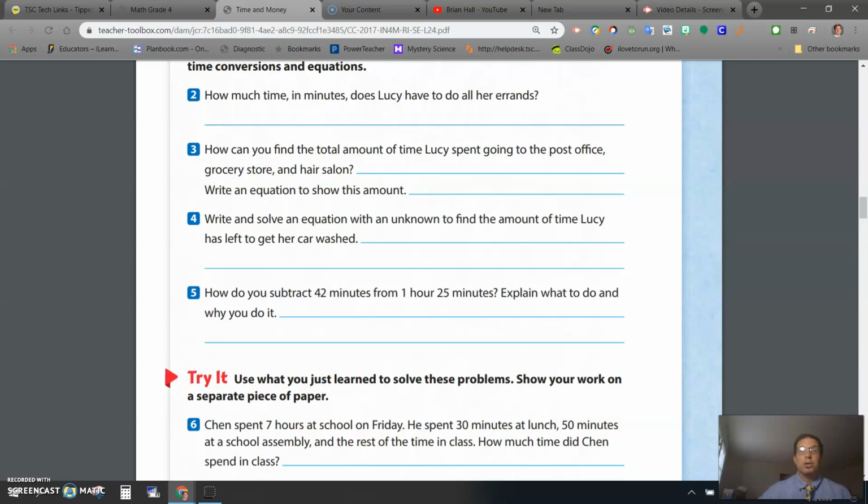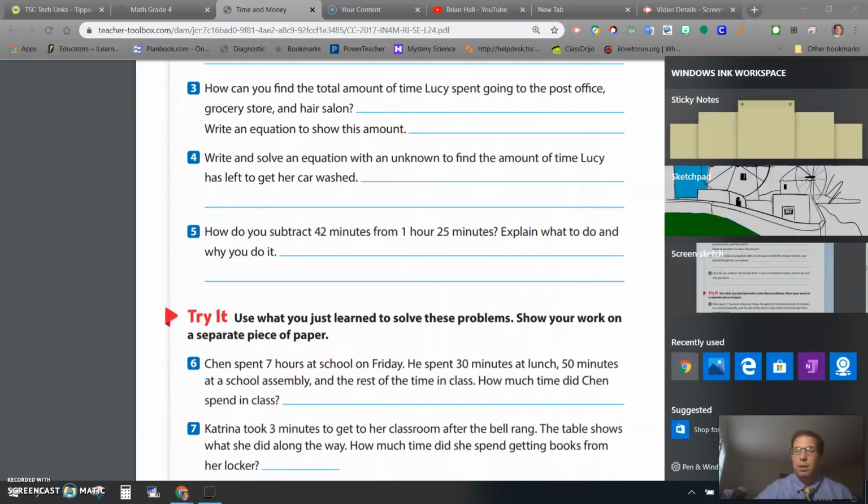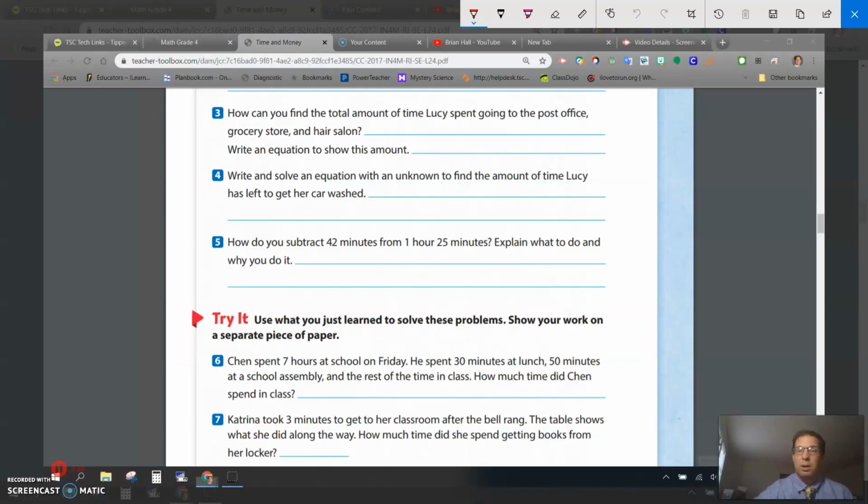So write an equation to show this amount. The equation would be 40 plus 45 plus 20 equals 100 minutes.